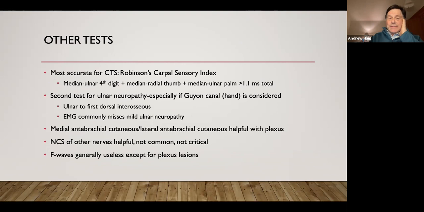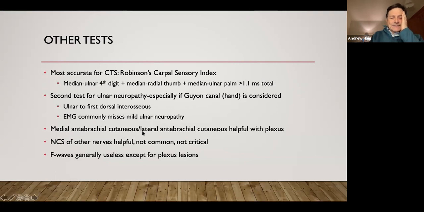If it's borderline, Larry Robinson, who trained with me, figured out that if you do the median and ulnar to the fourth digit and add the difference to the median and radial to the thumb, and add that to something where you stimulate the median nerve in the palm and the ulnar nerve in the palm and pick it up over the wrist, which is backwards, right? Add them all together. If it's more than 1.1 milliseconds, that is the most sensitive, most specific test for carpal tunnel syndrome. EMG is not perfect for ulnar neuropathy. It's not perfect for anything, but it's got some real weaknesses. It misses things. So if you're really suspicious and you do the normal test, then you'd put the electrodes on the first dorsal interosseous and test again.